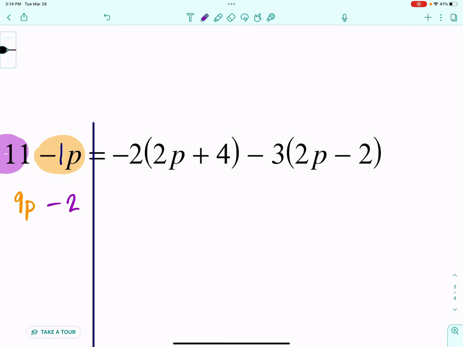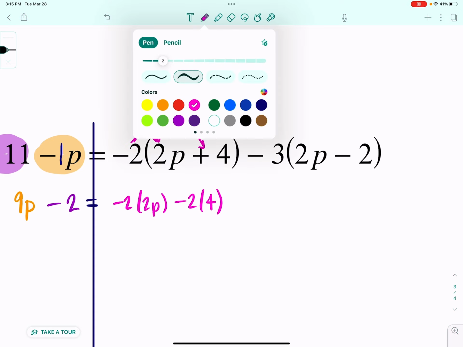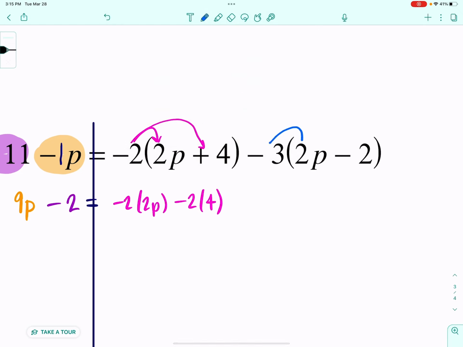On the right side of my equation, I can't combine like terms, but I can distribute. So if I do negative 2 times 2p and negative 2 times 4, but I have another one. I have more than one distributive property, and that's okay.